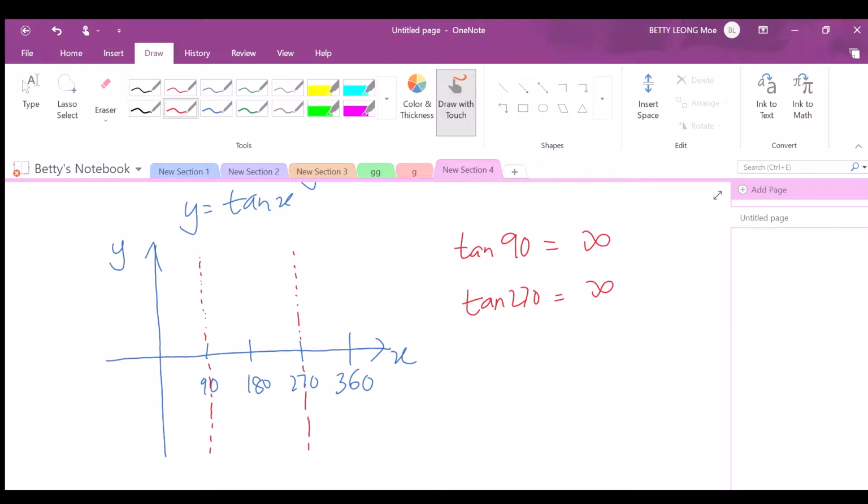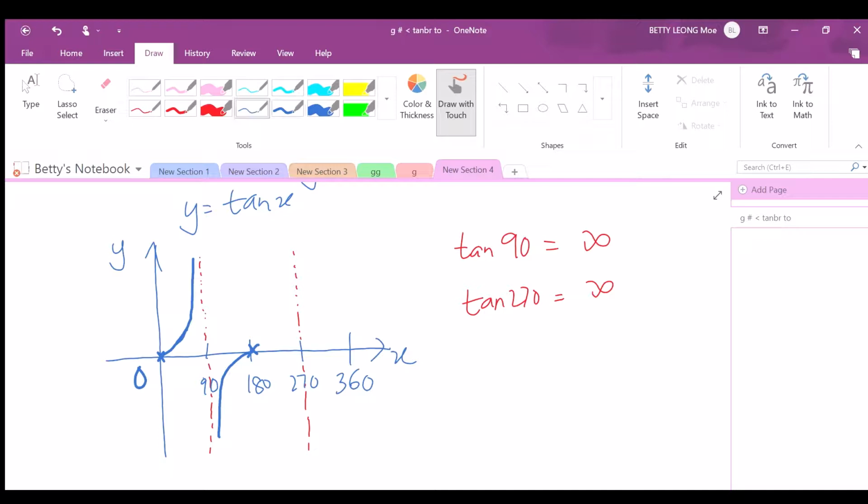So to draw the graph, we'll start with 0 here. The graph will move up, and then it will not touch 90. Then from 90, it will move again up and stop here at 180. So this is what you call a complete cycle.